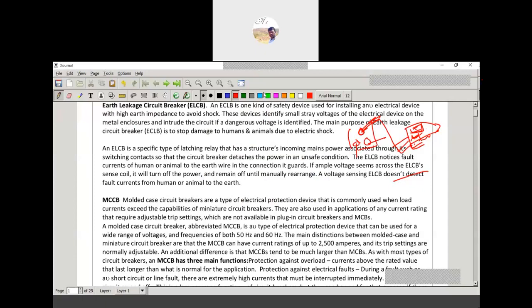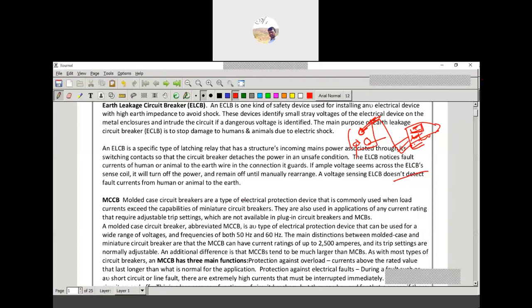So we have to use the earth leakage circuit breaker. The earth leakage circuit breaker is one kind of safety device used in installing an electrical device with high earthing impedance, and it avoids shock. These devices identify small voltage on the electrical device, such as on metal enclosures. Dangerous high voltages are identified.